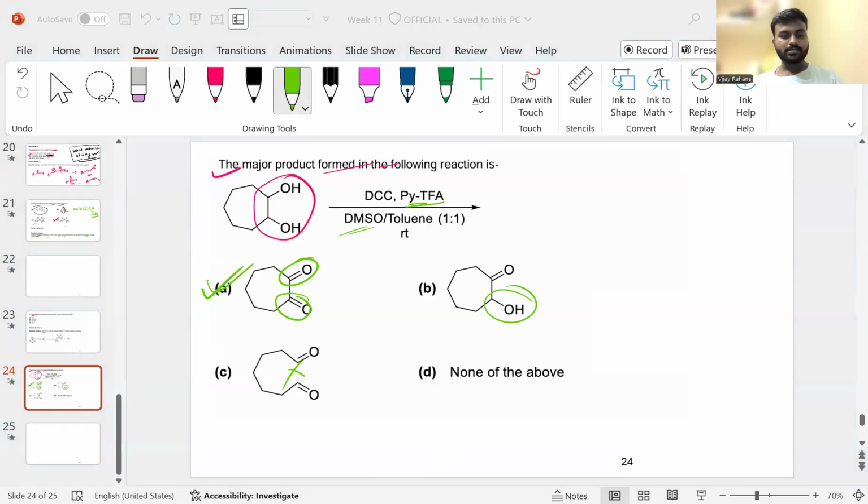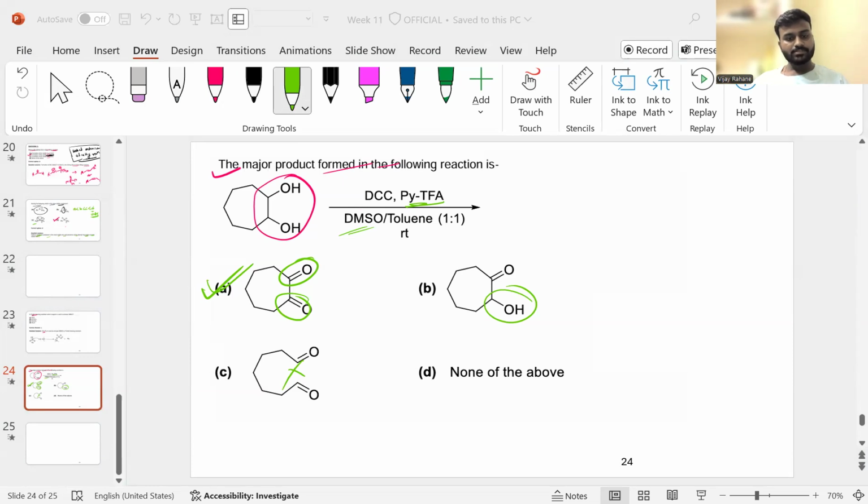Then also have a look at this type of oxidation reaction, the mechanism of this oxidation reaction, which is already covered by the professor. So I don't think we need to discuss it in more detail here. So I will take some questions based on the oxidation reaction.